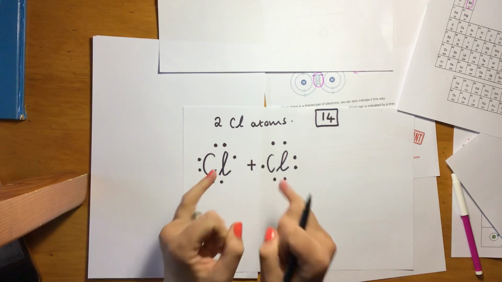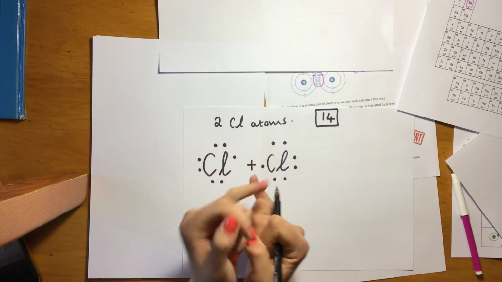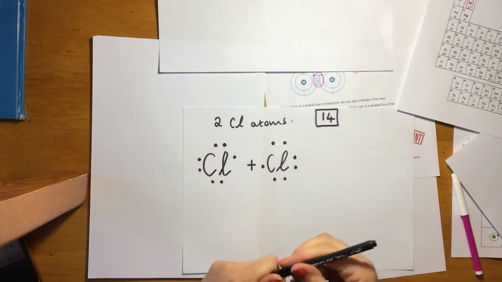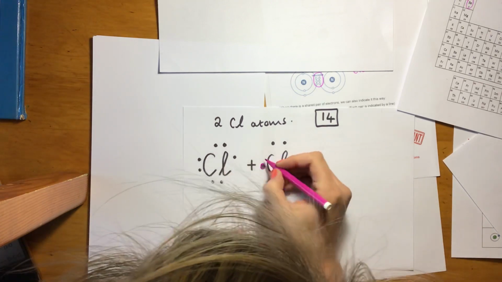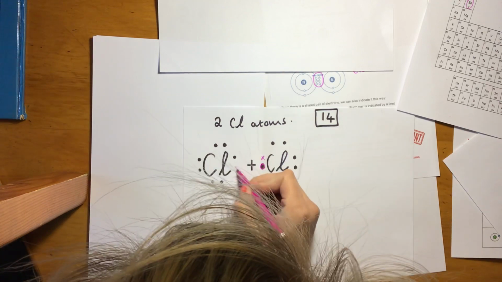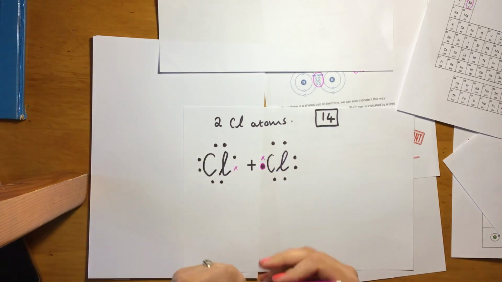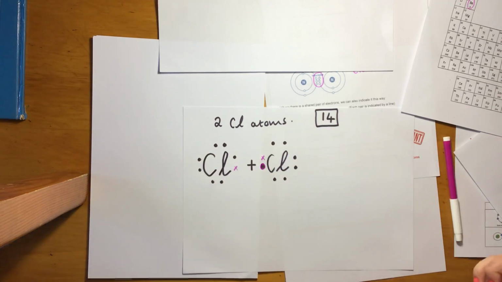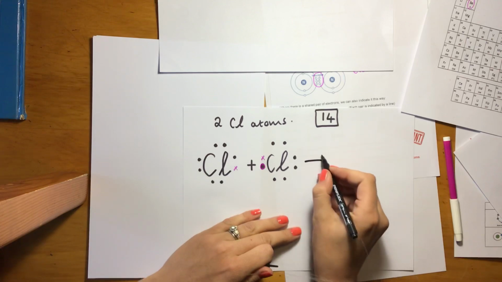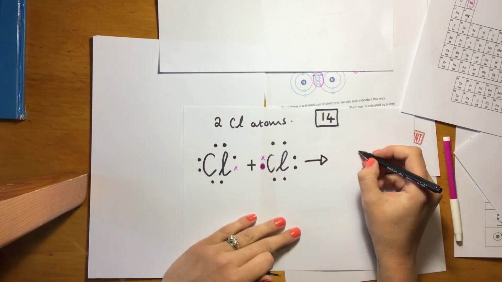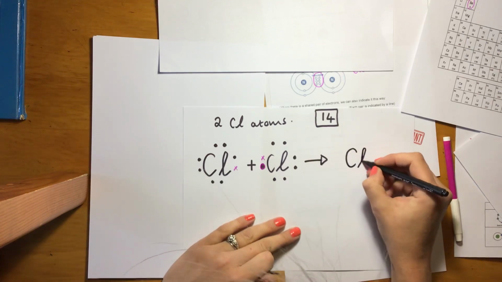But remember, they are sharing electrons. You can already see here where the sharing is going to take place. Look at this one. There's a spot there and there's another spot there. So it's probably just going to fit into each other like a piece of Lego. So you say chlorine plus chlorine, draw your arrow. Then you draw the 2 chlorines next to each other.